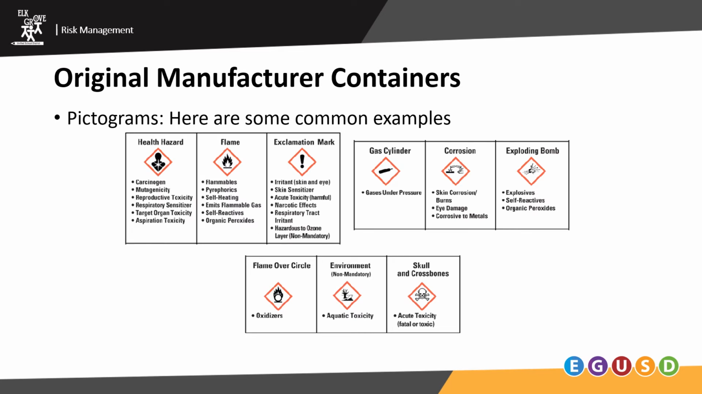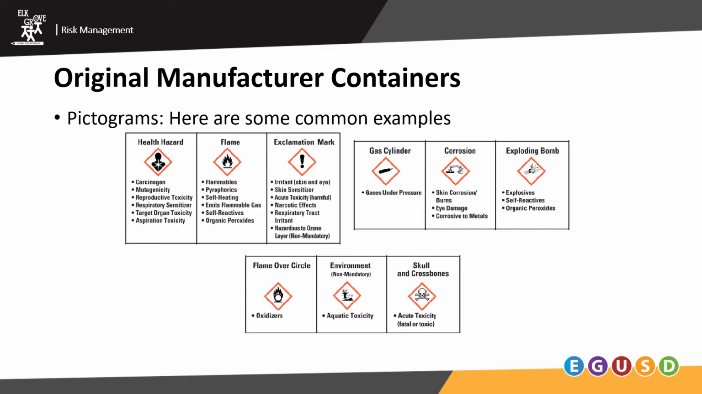Pictograms. Here are some common examples: health hazard diamond, carcinogen, mutagenicity, reproductive toxicity, respiratory sensitizer, target organ toxicity, aspiration toxicity. Flame diamond, flammables, pyrophorics, self-heating, emits flammable gas, self-reactives, organic peroxides. Exclamation mark diamond, irritant, skin and eye, skin sensitizer, acute toxicity, harmful, narcotic effects, respiratory tract irritant, hazardous to ozone layer, non-mandatory. Gas cylinder diamond, gases under pressure.